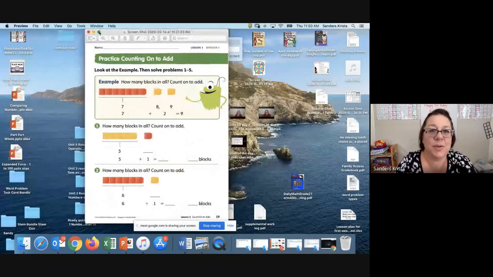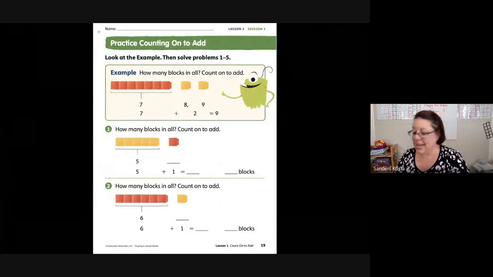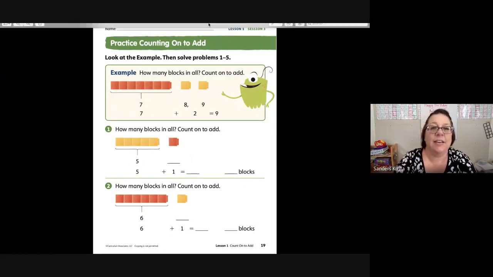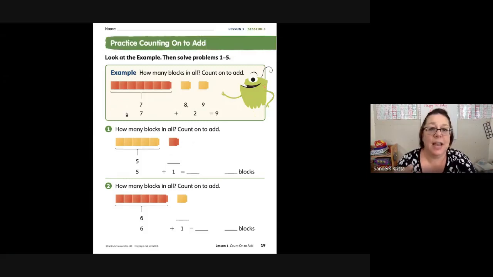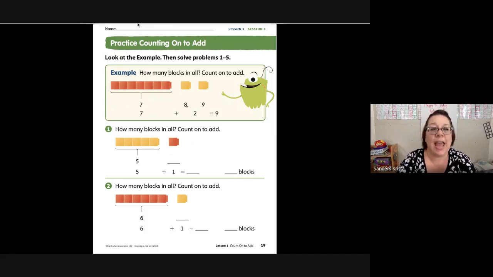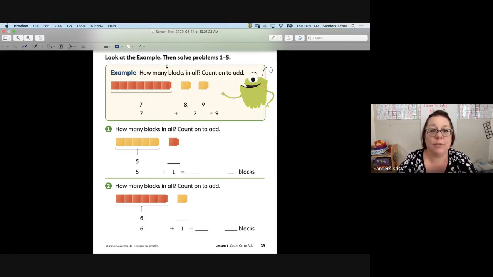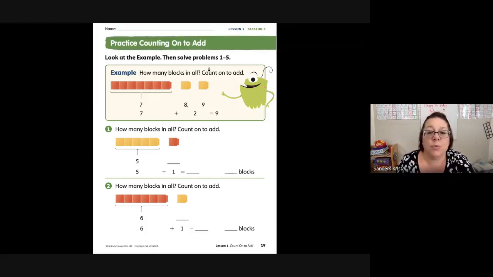Okay, we are doing counting on to add, and I need to grab my tool like every day. And here we are, we're going to practice. It says, look at the example, then solve problems 1 through 5. We're on page 19. We're going to do 19 and 20 in session 3. How many blocks in all?